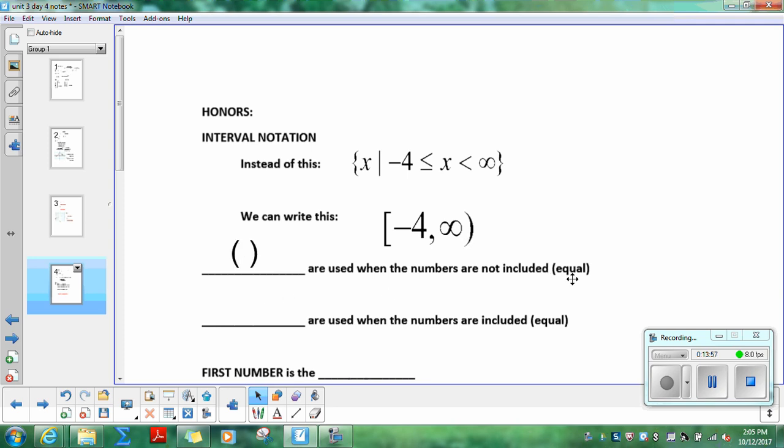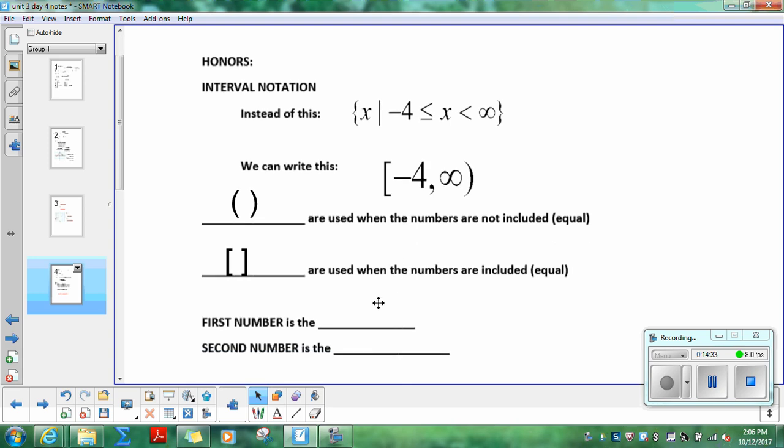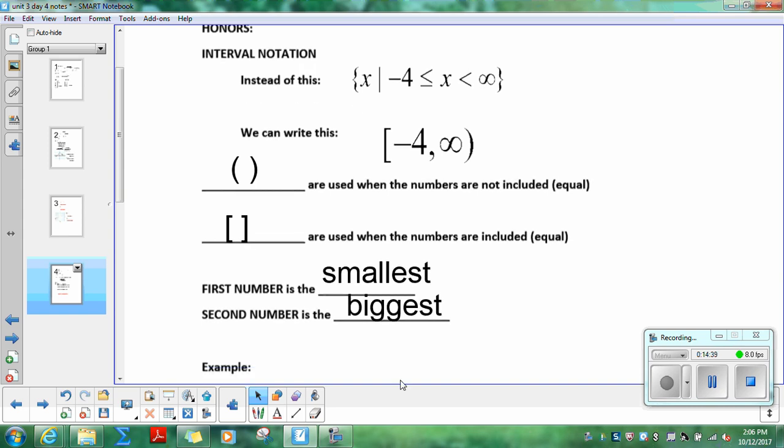Parentheses tell us that we're not equal to that number, so same reason why we use less than, we use parentheses around the infinite sign, because we don't actually equal infinity, okay? So that would have a parentheses around it, meaning it's not included, it's not equal to. Brackets are used when the numbers are included, or they are equal. So because we did have something on -4 here, since we're equal to -4, or we could be equal to -4, we have a bracket around the -4 showing that it is included in this interval, okay? Your first number is always your smallest, just like with set builder, and your second number is the biggest, just like with set builder. That's interval notation.